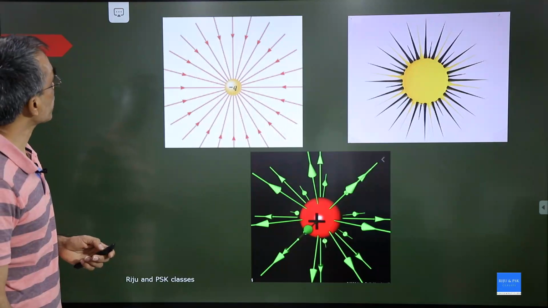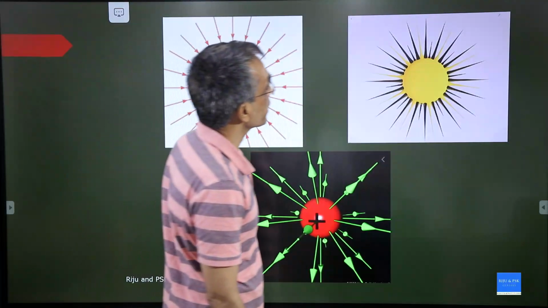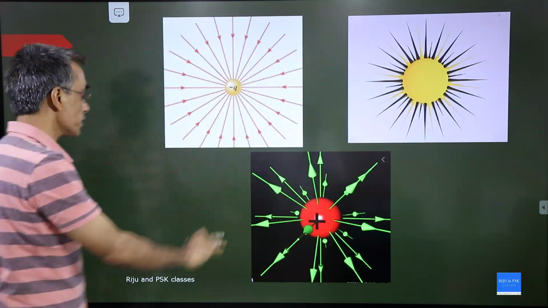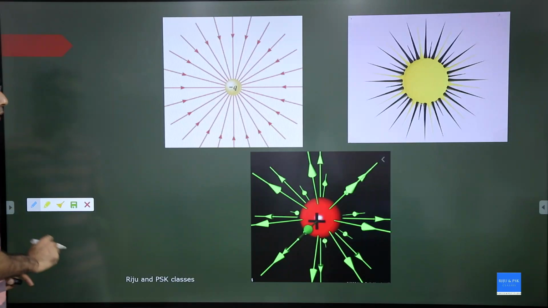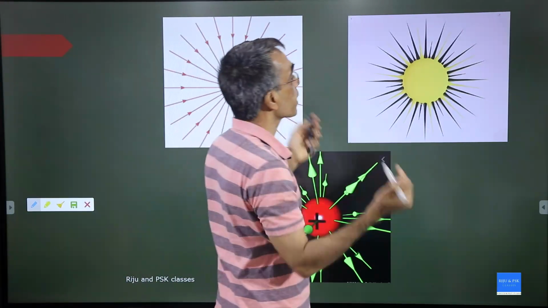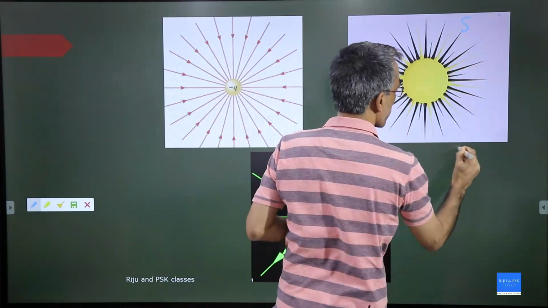What is this? This is like a star or sun, radiating energy. Something is radiating energy. So I can say your sun will look like this.